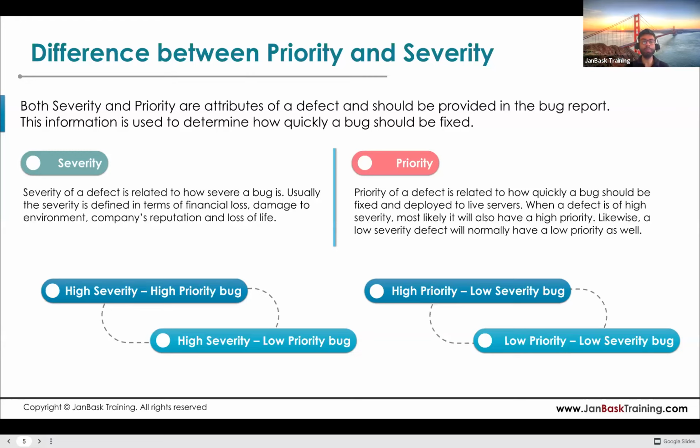Whenever you will be raising a bug, you need to mention the priority and the severity there. Why? Because based on the value of this priority, if it's a high priority, then the developer will rush to this defect and fix it. But if it's a low priority, then the developer will fix it in the latter stage.